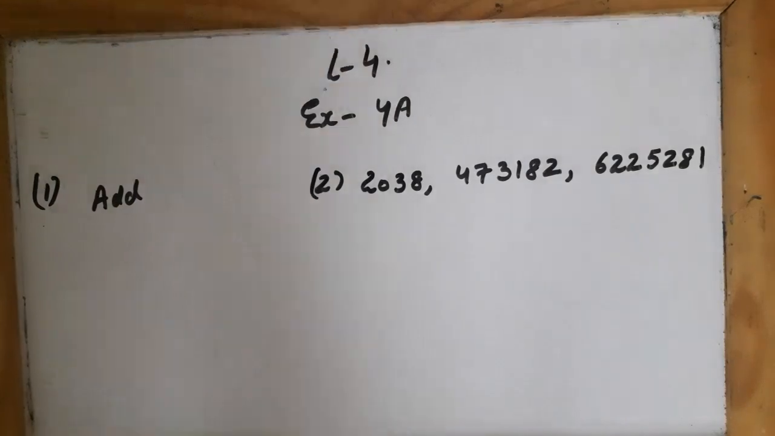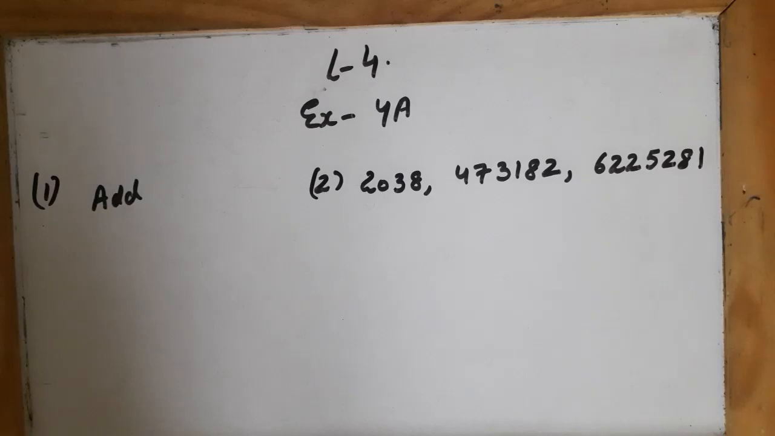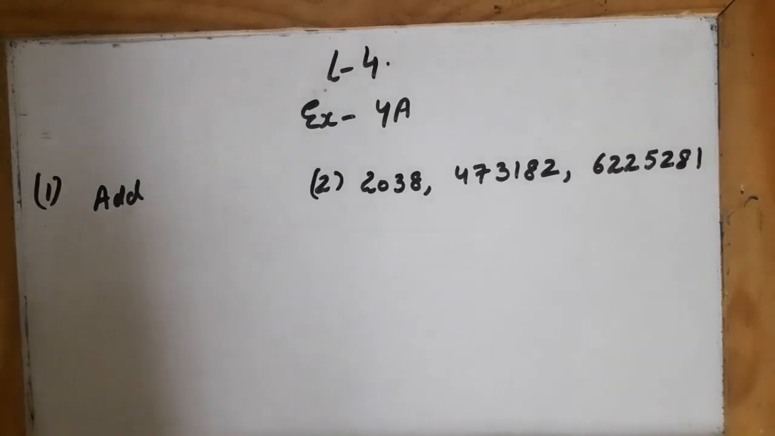Students, now we will start with lesson 4, large numbers. Operations with large numbers. Here you are given very large numbers in which you will be asked to add them, subtract them, multiply and divide them. So very large numbers you have to add, subtract, multiply and divide. First of all, I'll start with exercise 4A.